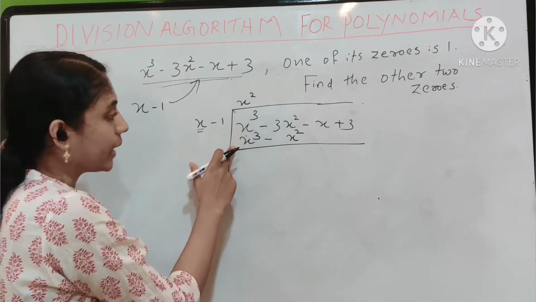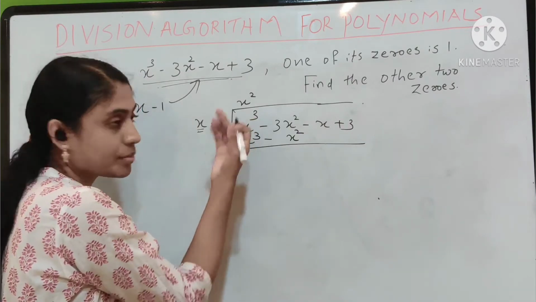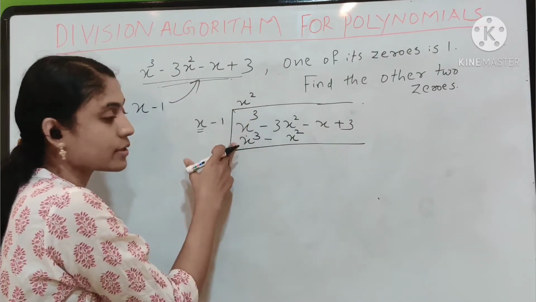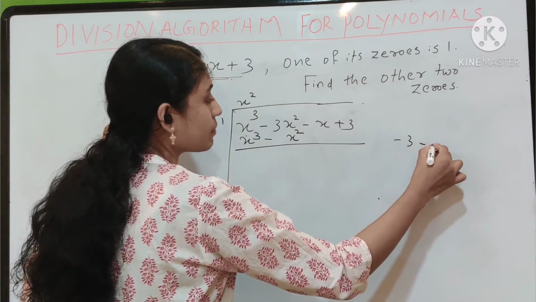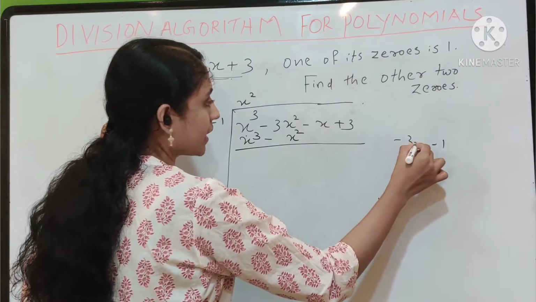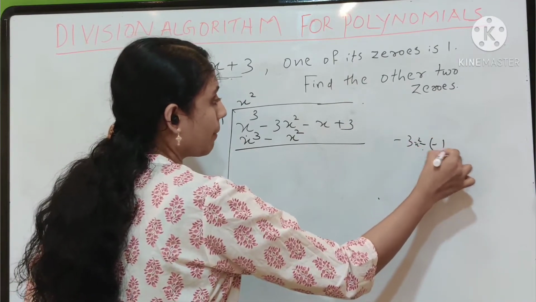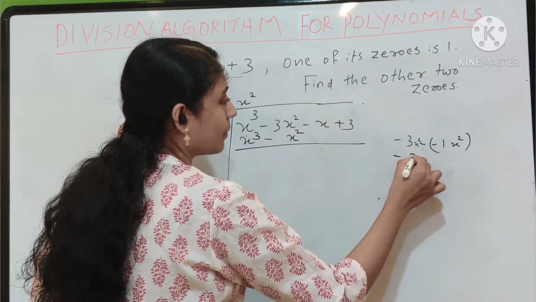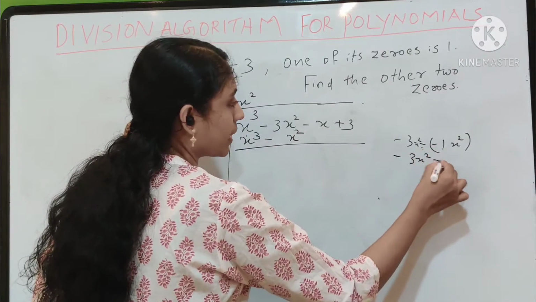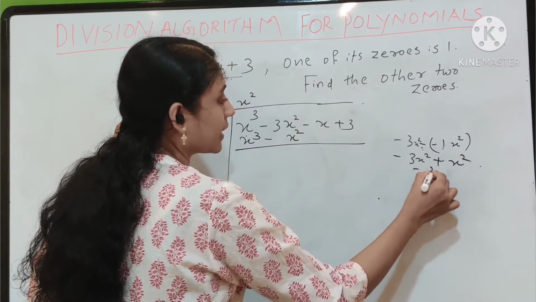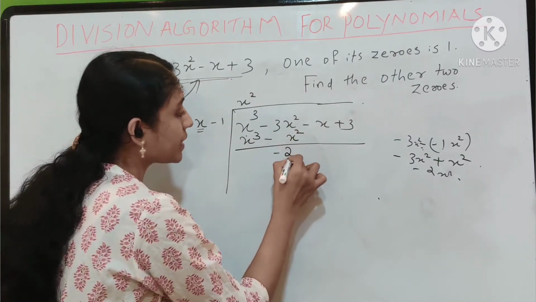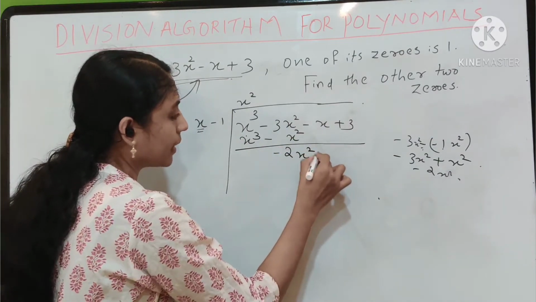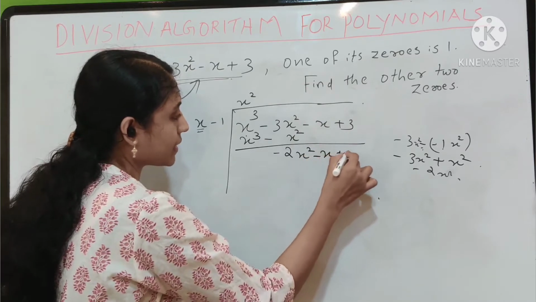Now by subtracting, the cube term gets cancelled. x cube minus x cube becomes 0. And here, minus 3x square minus of minus x square: minus 3x square plus x square is minus 2x square. Then the remaining terms are minus x plus 3.